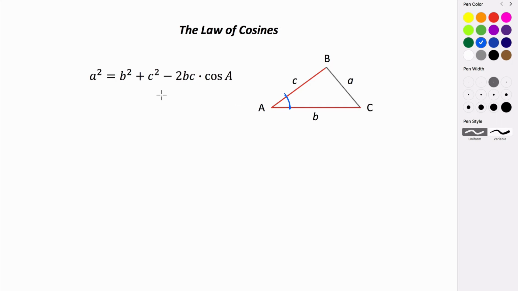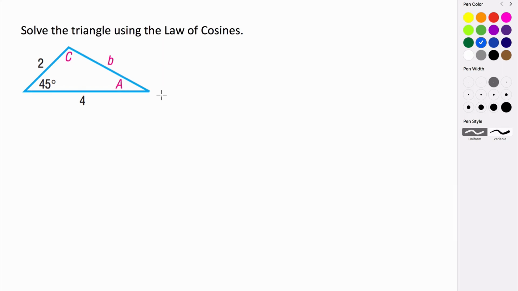So we want to take a look at this first example, and we want to solve this triangle. We're given side A and side C and angle measure B, so we need to find side B first. So B squared, the side we're looking for, is equal to the two sides squared and their sum, so 2 squared plus 4 squared, minus twice their product, 2 times 4 times 2, times the cosine of our given angle, the cosine of 45 degrees.